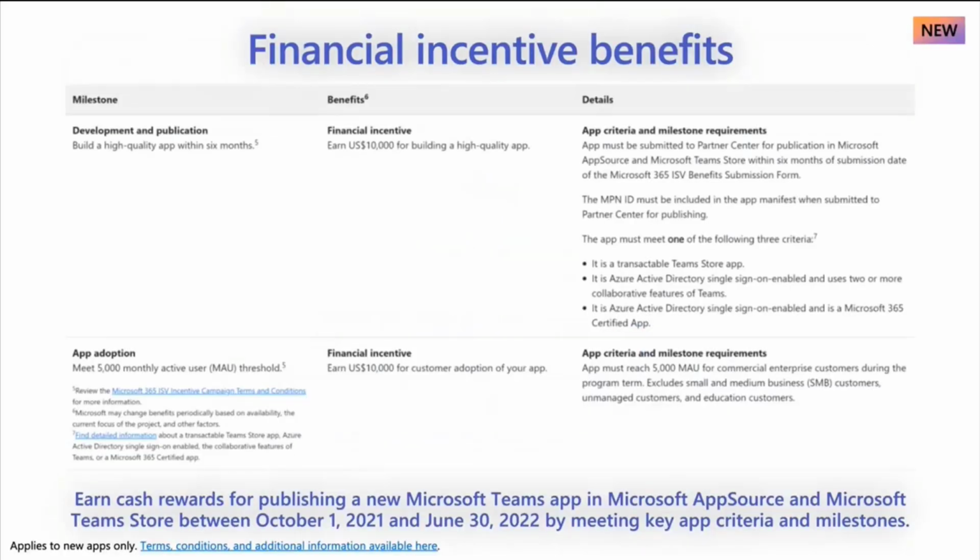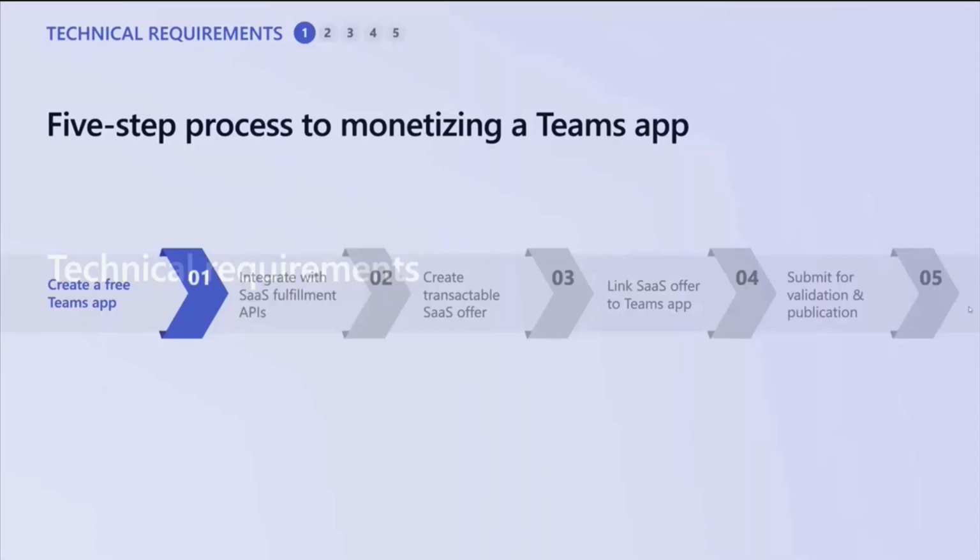And then last but not least, from a why perspective, we've just announced financial incentives: $10,000 for building a high quality app within the time and constraint of this program, which is October 1 through June 30. And then if you can hit another 5,000 commercial MAU within that same time period, you get an extra $10,000. So an opportunity for you to earn up to $20,000.